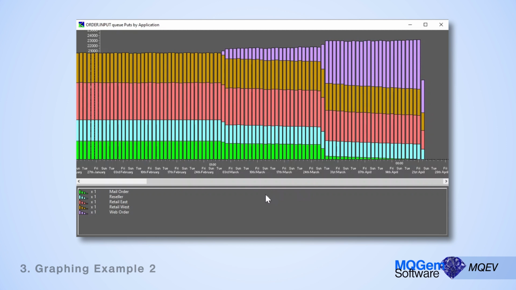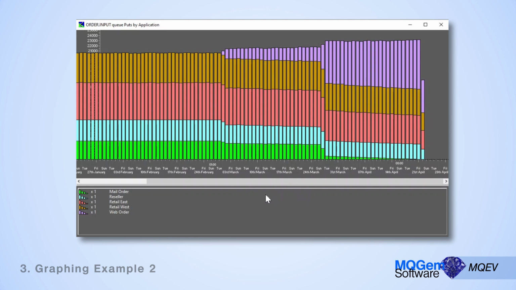We can see, looking at the height of the total of the stacks, that the overall number of messages put to this queue started increasing at this point, which was when the web order application went live for a subset of customers to use. And then later there's another increase, which was when the web order application was generally available for everyone to use. This doesn't tell the whole story though.